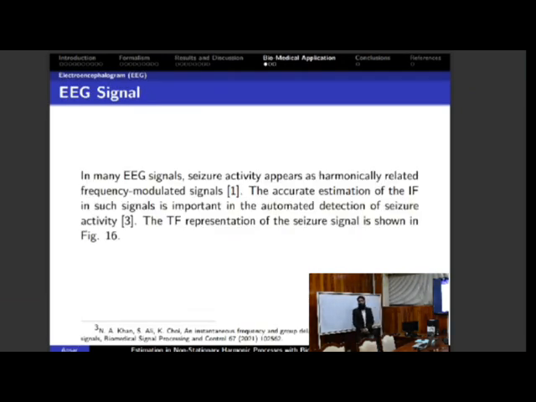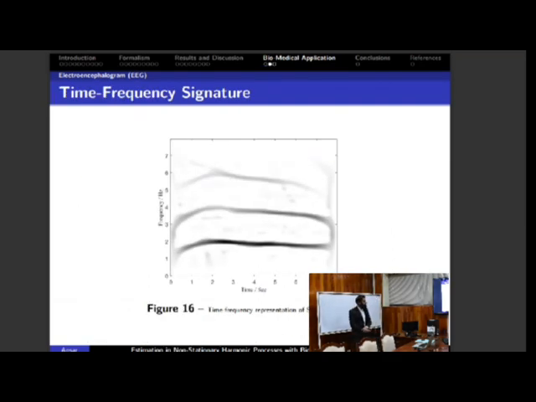As we said, in the biomedical application, we apply our proposed work to an EEG signal that gives us a seizure activity, where we have harmonically related signals. The accurate estimation of the IFs in such a signal is important in automatic detection of seizure activity. So for detection of seizure activity, we need the IF estimate, we need the instantaneous fundamental frequency. The time frequency representation of the seizure signal is what we can see here.